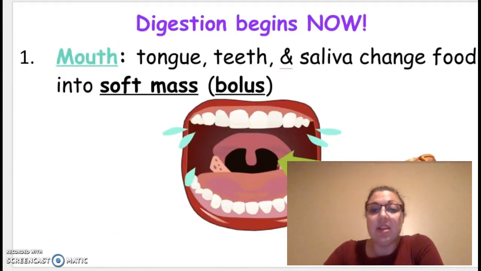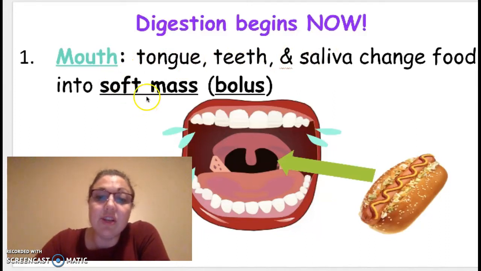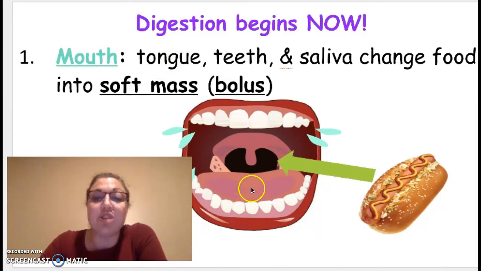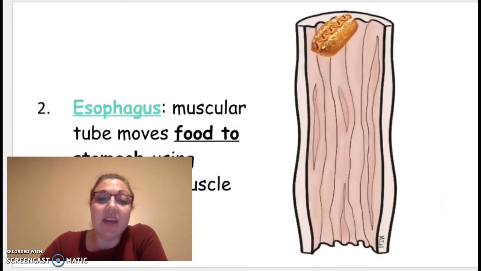So the first thing that you have is the mouth. Tongue, teeth, saliva change food into a soft mass. So your tongue and your teeth are part of the digestive system. They have an important job of breaking the food down into smaller, more manageable sized pieces for the chemicals to do the rest of the work. Once the food is turned into the soft mass or bolus, you swallow it and it goes into your esophagus.